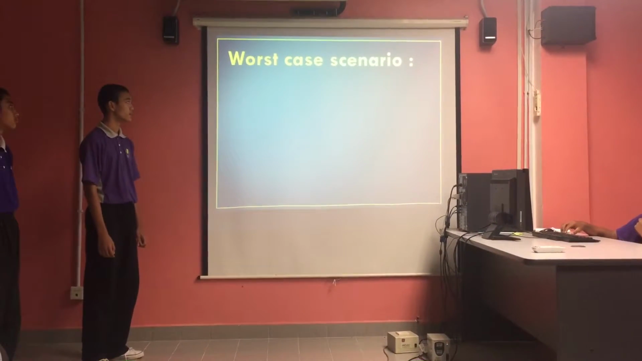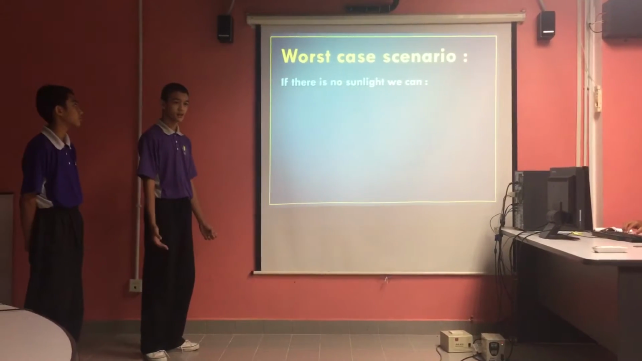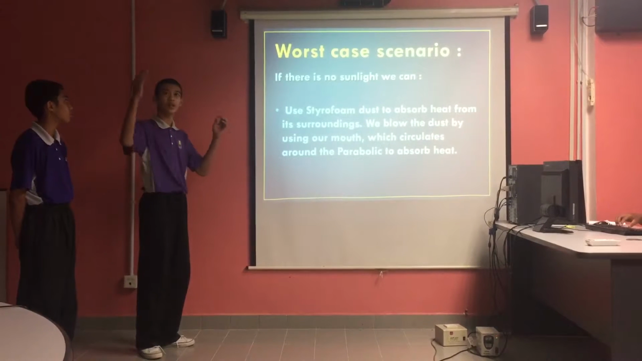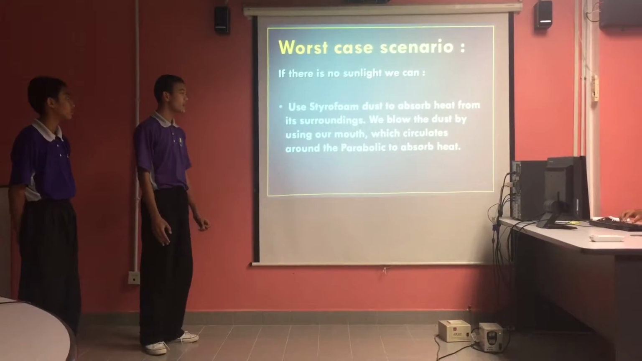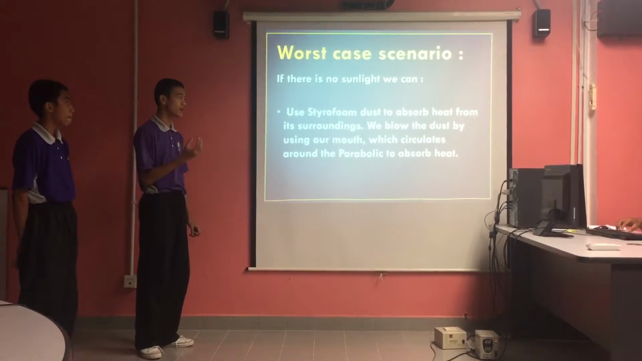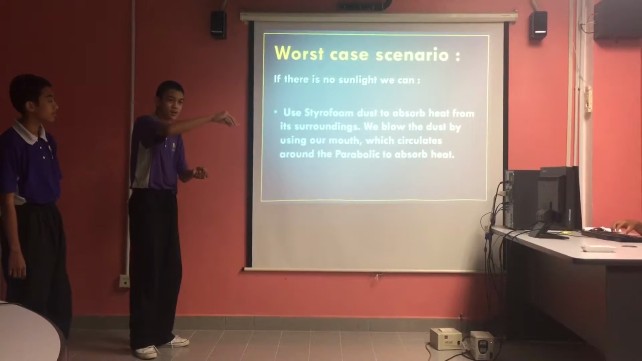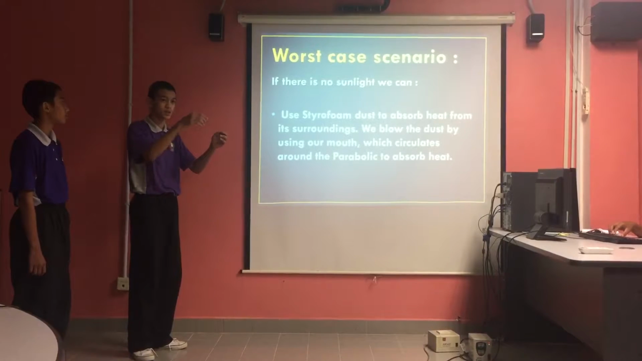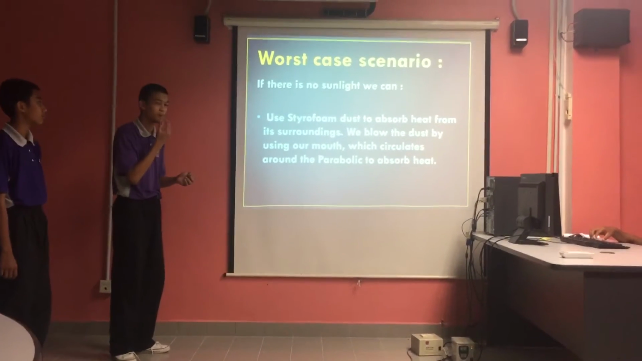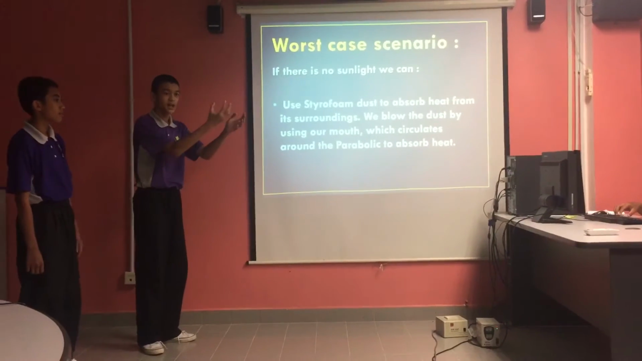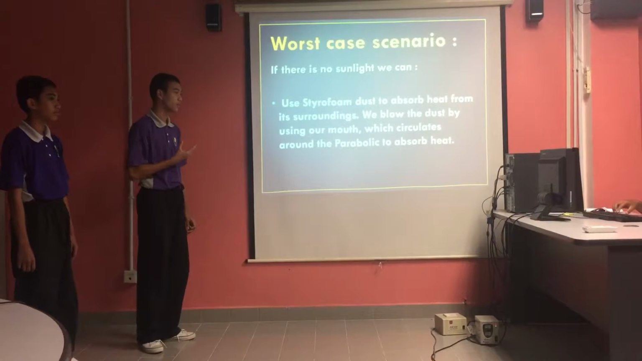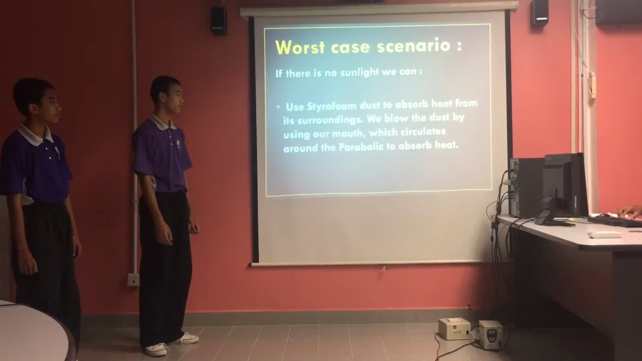Worst case scenario. If there is no sunlight or heat we can get from the sun, we can use styrofoam dust to absorb heat from its surroundings. We take the dust, put it around the parabolic solar cooker, and we blow the dust using our mouths, which circulates and takes in and absorbs heat from its surroundings.